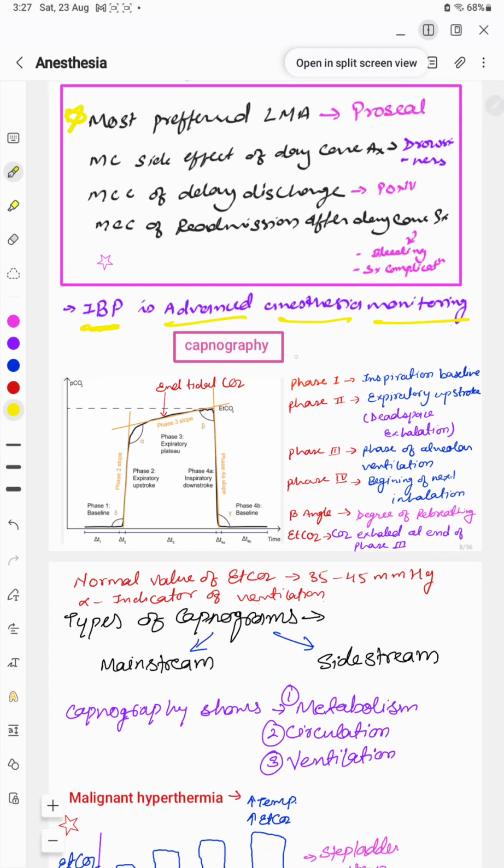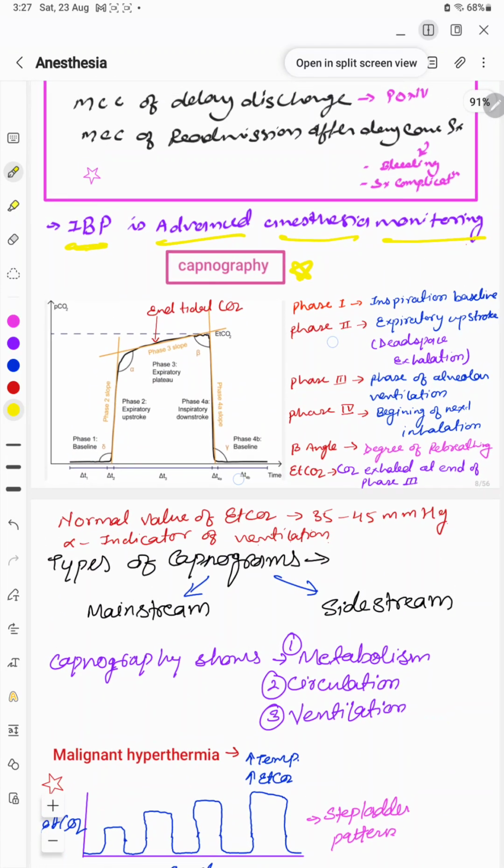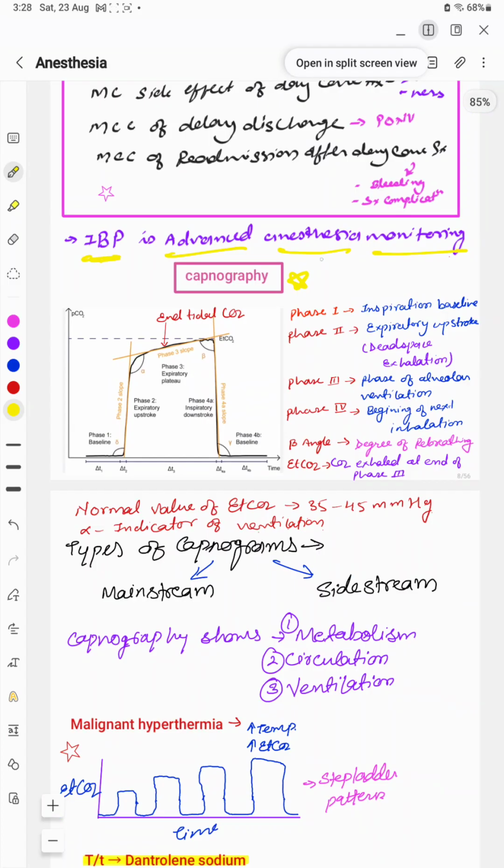Okay. Now a very important topic we are going to read: capnography. Every exam has a question from this. What is capnography? With capnography we measure EtCO2.